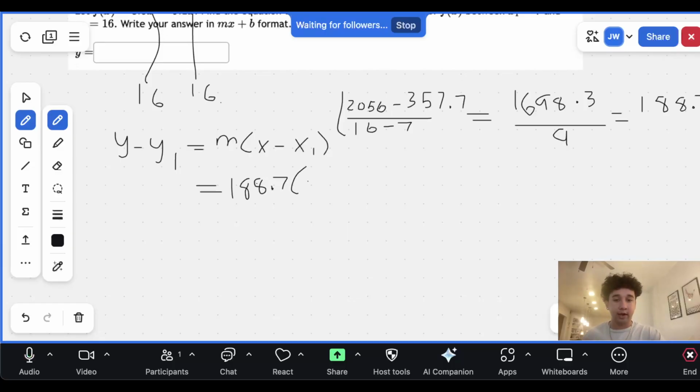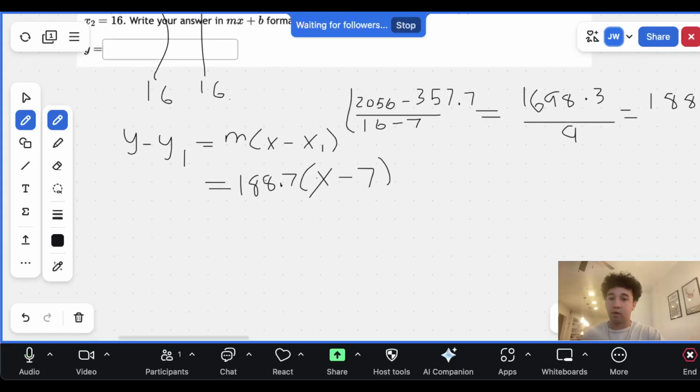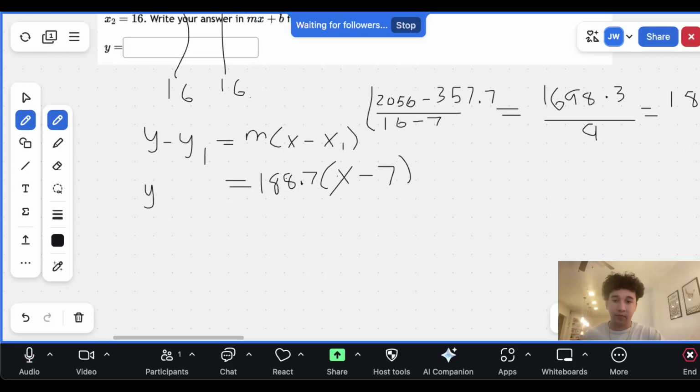So put an x here, minus, in this case, 357.7. Oh, well, actually, x minus 7 here. Almost messed up there. The x term right here, right? The bottom was the x term. And then y minus 357.7. Cool. Now I have my equation set up.